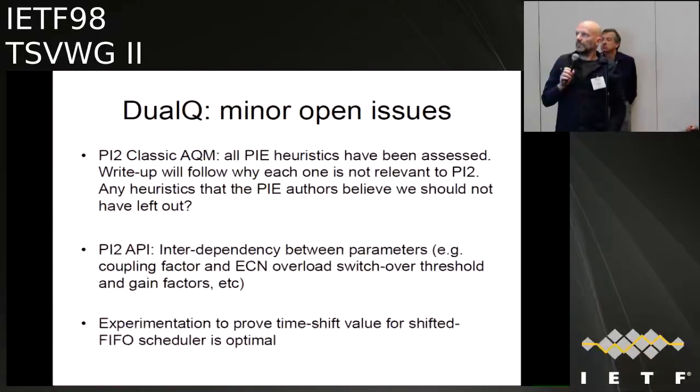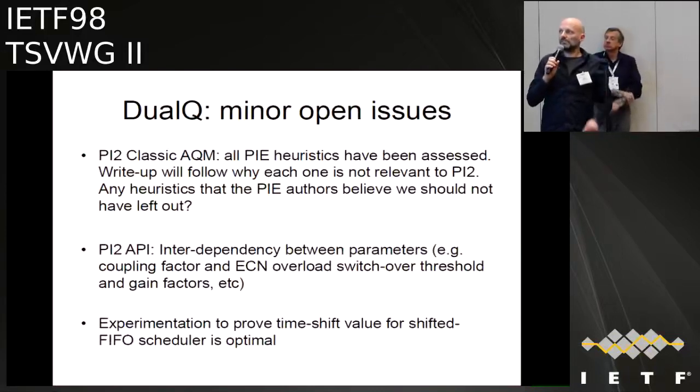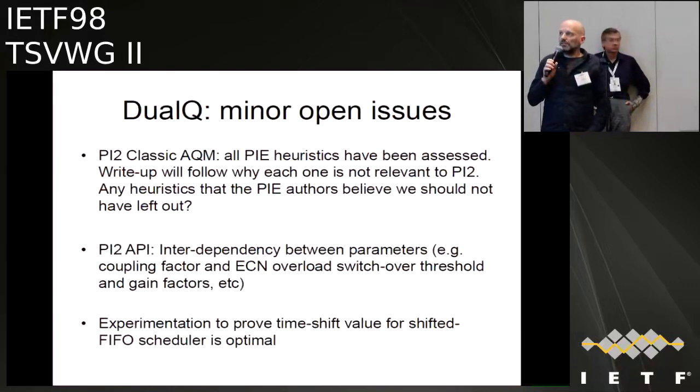Next slide. There are a few minor open issues. I think they can be handled reasonably quickly, and they are ongoing. There is the pi square classic AQM. All pi heuristics have been assessed for that, because pi enhanced has quite some extra heuristics, not only the auto tuning, but quite a lot of other things in the drafts and in the Linux implementation. So we assessed them, and most of them we think are not relevant. But of course, if other people believe some heuristics are important, then let us know.